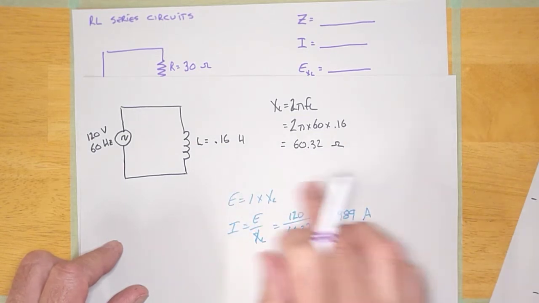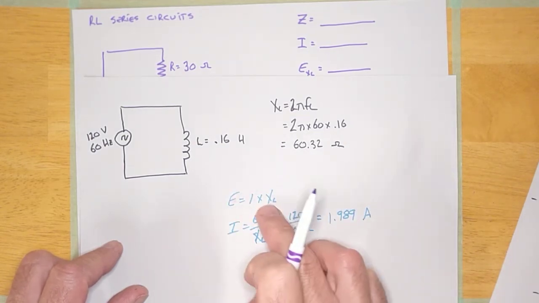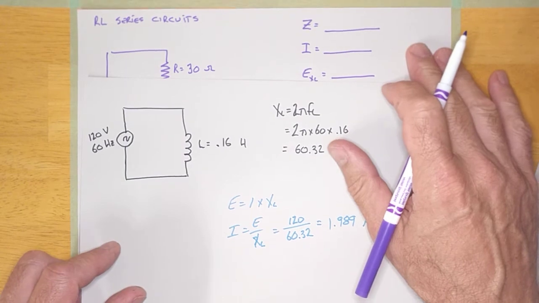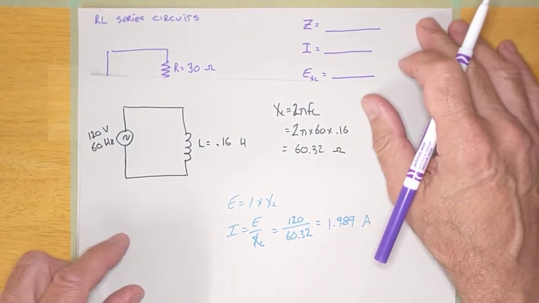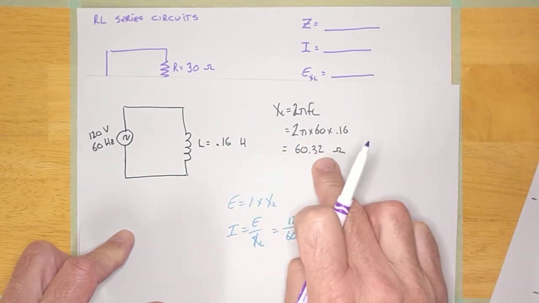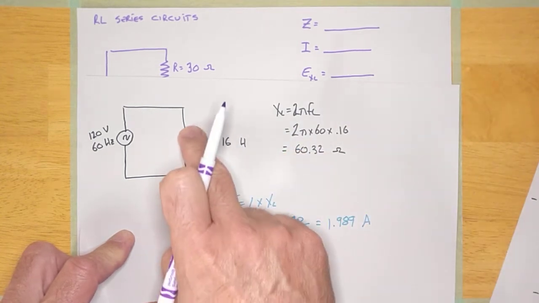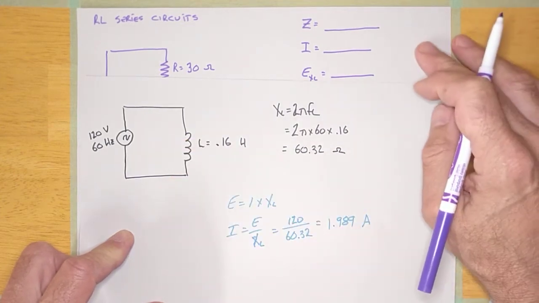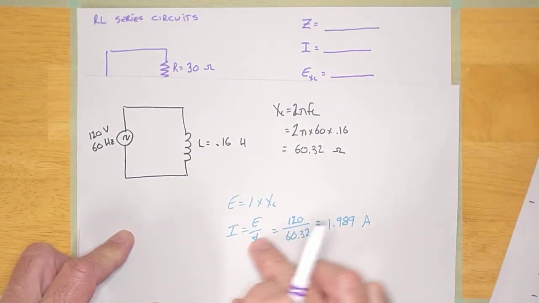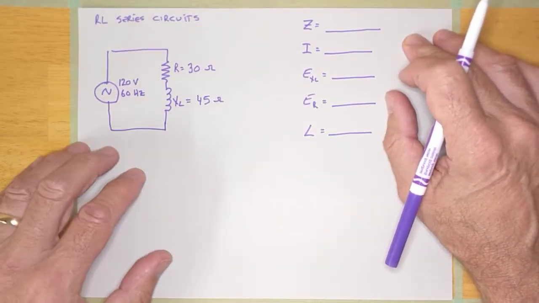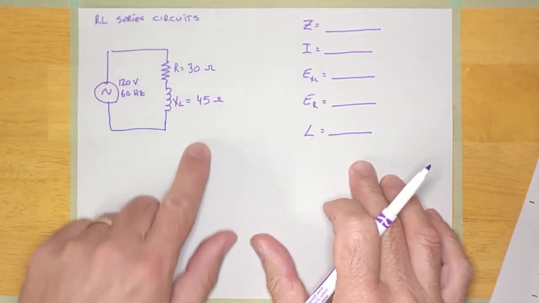Now, this calculation right here, I is equal to E over XL, works if there's only an inductor in the circuit and no resistance, but that actually doesn't exist. All circuits that have coils in them have inductive reactance limiting current, but they'll also have the resistance of the coil itself limiting current. And so this isn't really realistic. What's more realistic is an RL series circuit.